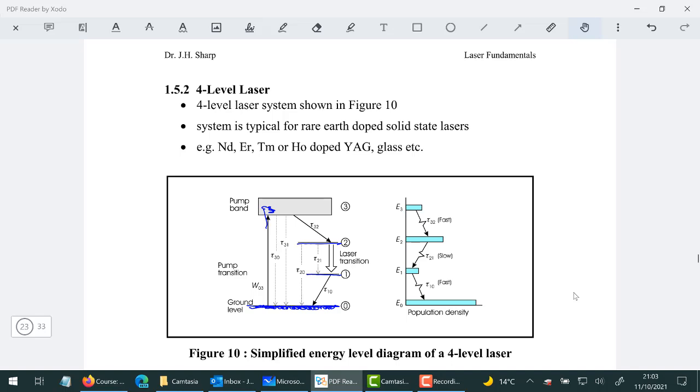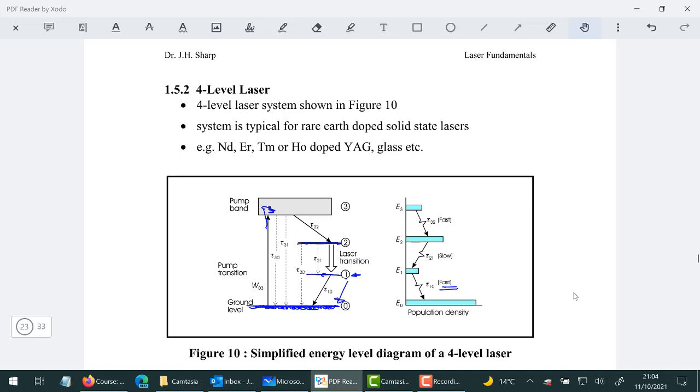We have a fast transition down into level 2. They'll hang around in level 2 for a while, and we'll get a laser transition, and then they'll end up in level 1. Now, what we don't want is lots and lots of atoms piling up and accumulating in energy level 1. So we need this transition going from level 1 down into level 0 to be very, very fast.